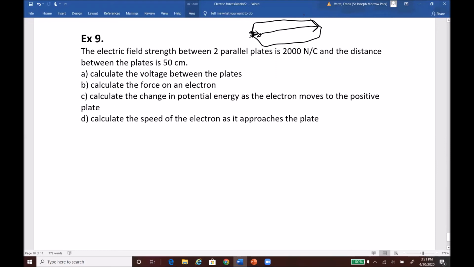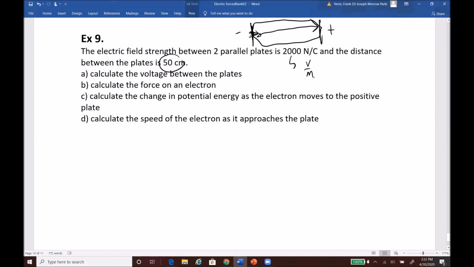So let's say that this one end would be the negative end. The other end would be the positive end, and the distance is 50 centimeters. All right, so let's say the electric field strength between the two parallel plates is about 2,000 newtons per coulomb. But remember, you can express that also as volts per meter, right? Because we said that they are equivalent.